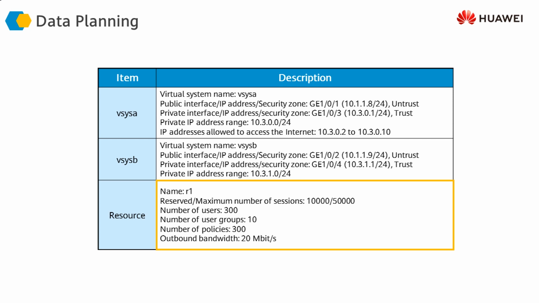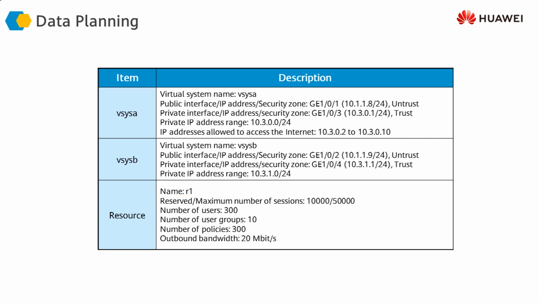In this scenario, we are using the same resources. The resource allocation is the same for both virtual systems. However, we can also have different resources allocated to different virtual systems. For that, we'll have multiple resource pools. But in this case, we are configuring just one resource pool, which is R1, and assigning the same resource pool to both the virtual systems.